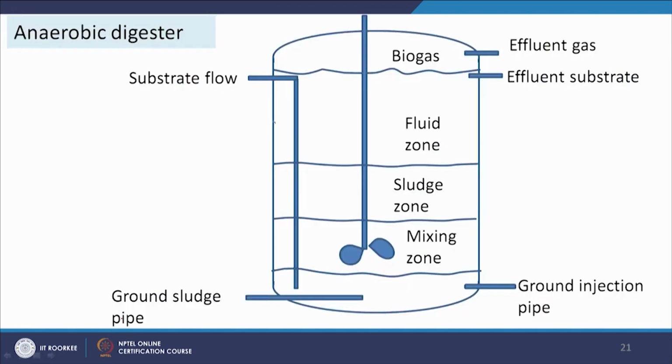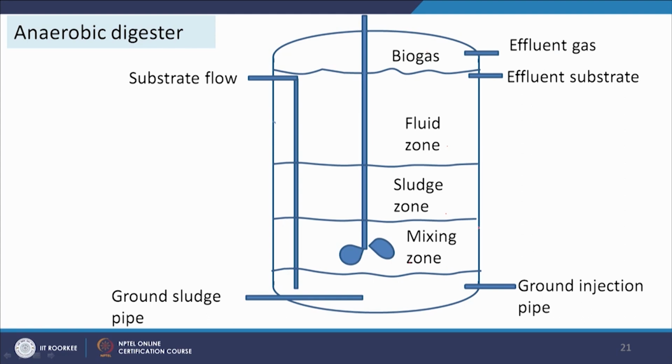see the digester, then we will get different layers. We will have the mixing zone, then the sludge zone, and then the fluid zone and then biogas. At the bottom we will have ground sludge, and ground sludge we can take out from it, and from the top we will get effluent substrate, and the topmost portion is the biogas collection, and the biogas is collected and used for different applications. So, these are the different layers.